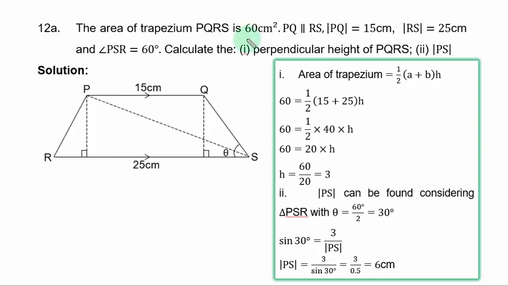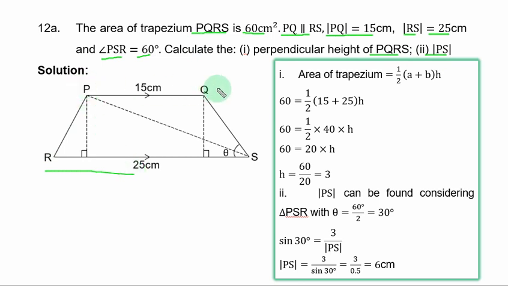Question 12a. The area of trapezium PQRS is 60 square centimeters. PQ parallel to RS, side PQ equal to 15 cm, RS equal to 25 cm, angle PSR 60 degrees. Calculate, Roman figure 1, the perpendicular height of PQRS, Roman figure 2, PS. This diagram illustrates the information.